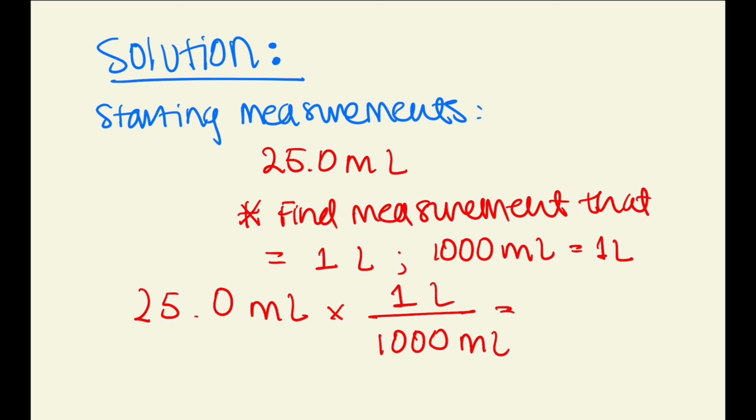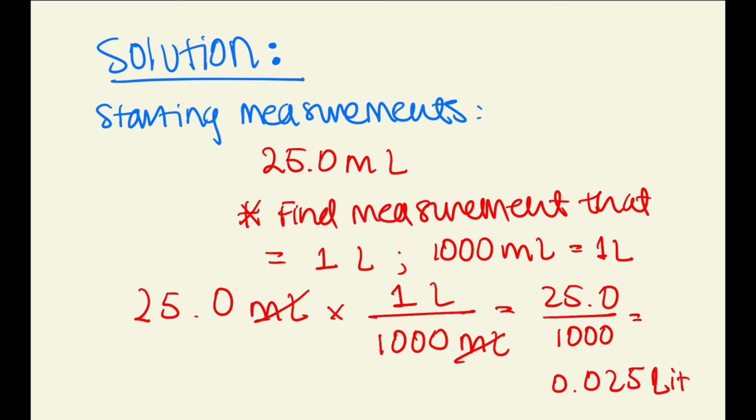Now that we have our dimensional analysis set up, we can cancel the ml units because we have 1 in the numerator along with 1 in the denominator. And now we see that the only units that are remaining are liters, which is our final destination in this unit conversion. Now all we need to do is follow through with the multiplication and division of the numbers to get 0.025 liters. And that should be it.